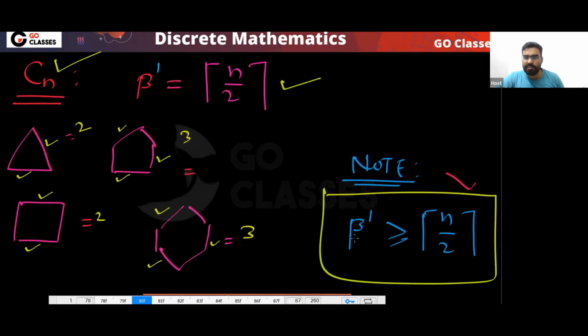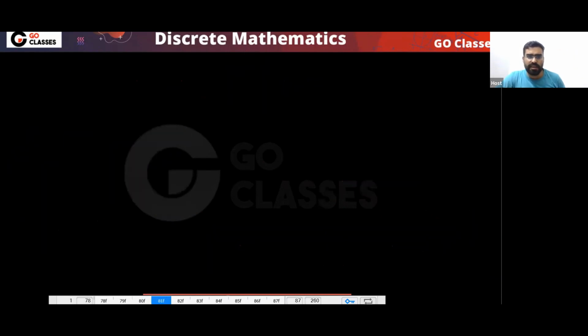Did you understand that the minimum edge cover is greater than or equal to n by 2 ceil? Because one edge can cover only 2 vertices. So if you want to cover all the vertices, at least these many edges are needed, because 2 vertices are covered by one edge. So this is the analysis for Cn.